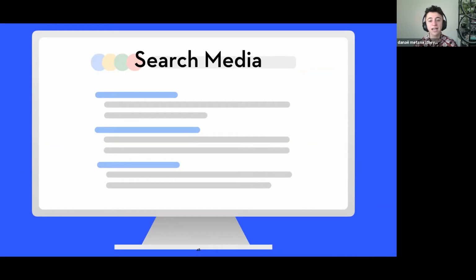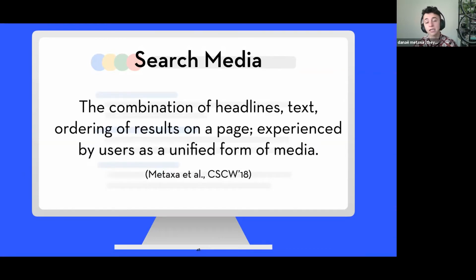And in my research, I've given a name to this idea. I call this search media. So search media is the combination of headlines, text, ordering, and other aspects of search results on a page that are experienced by users as a single unified form of media. So when users think that search results are largely unbiased, and then they draw inferences about the real world from this mosaic of images in search, consciously or not, they're treating search results as a type of media.